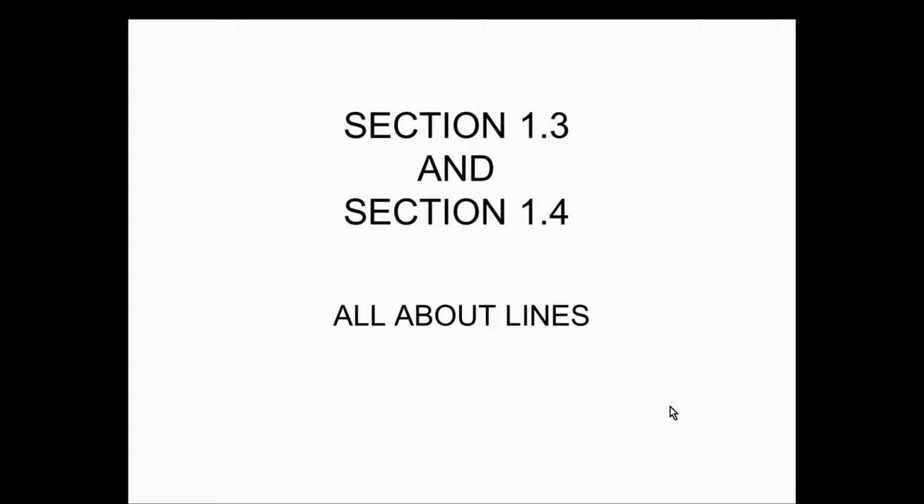This is sections 1.3 and 1.4. It's all about lines. The book has a reason for separating the sections. It has to do with looking at lines not as functions and also looking at them as functions. Remember, all lines except the vertical line do represent a function. So, slope.